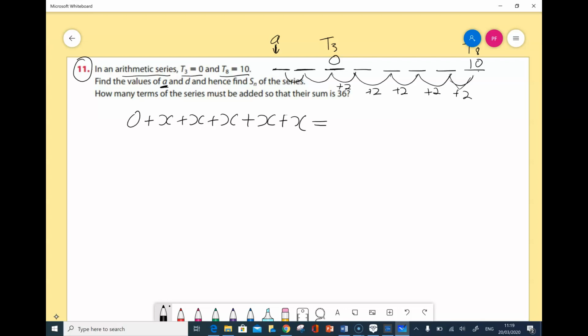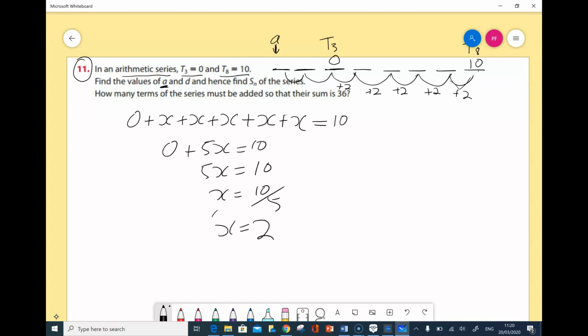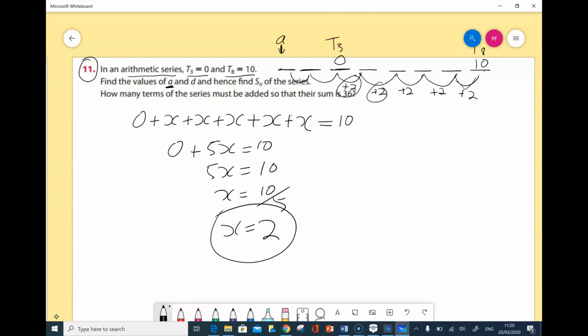Equals, and when I add on the x 5 times, it should be equal to 10. So 0 plus how many x's is that? That's 5 x's equals 10. So 5x equals 10. So x equals 10 over 5. x equals 2. Now it's probably easier to do it by trial and error, but that's another way to find out what my common difference is there.